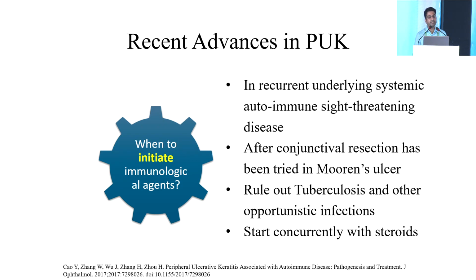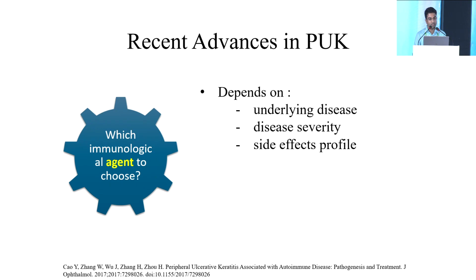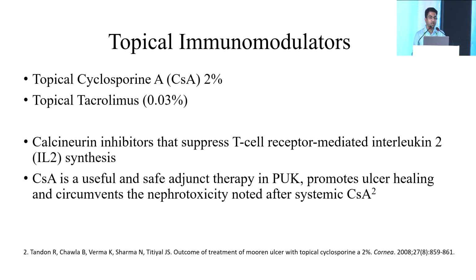In cases of underlying systemic autoimmune diseases, you can start with immunological agents along with steroids. Once the steroids set in action, the immunological agents will take a few weeks to start acting. So, steroid should be the initial mode of treatment in all cases. Which immunological agent to choose depends on the underlying disease, disease severity, as well as the side effect profile.